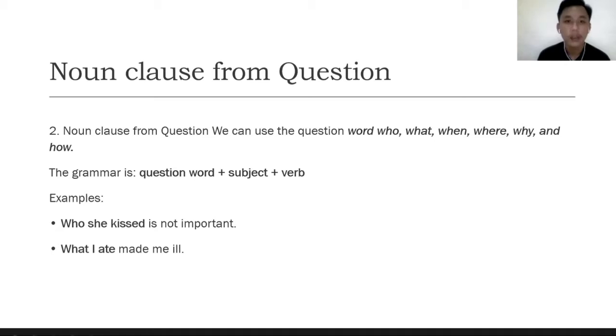Second, noun clause from question. For a noun clause from question, we can use the question words who, what, when, where, why, and how. The grammar is question word plus subject plus verb. Examples: who she kissed is not important, and what I ate made me ill.